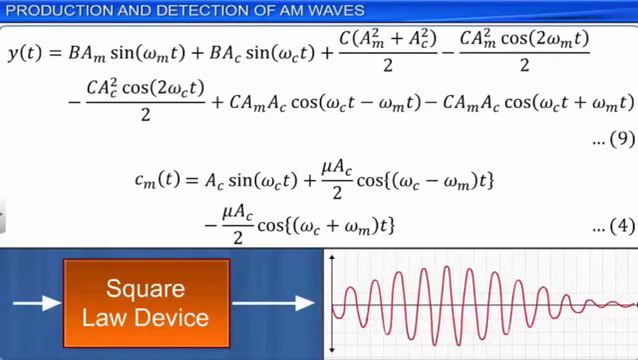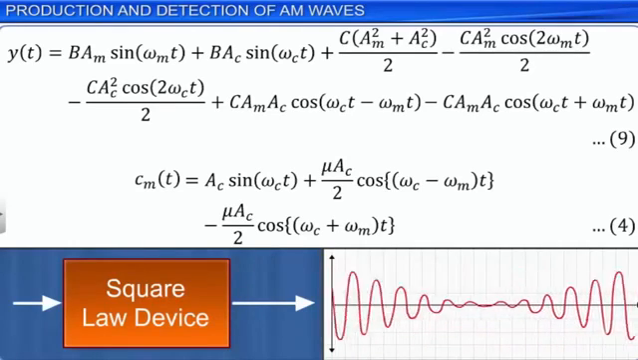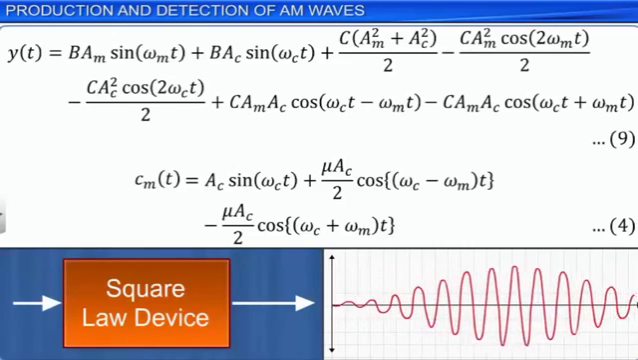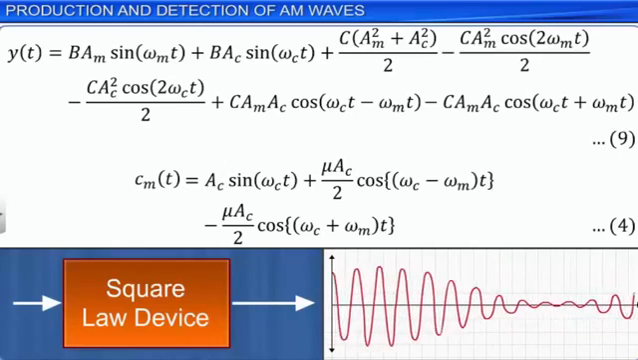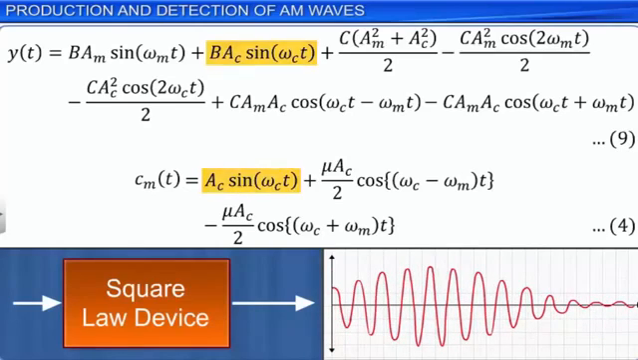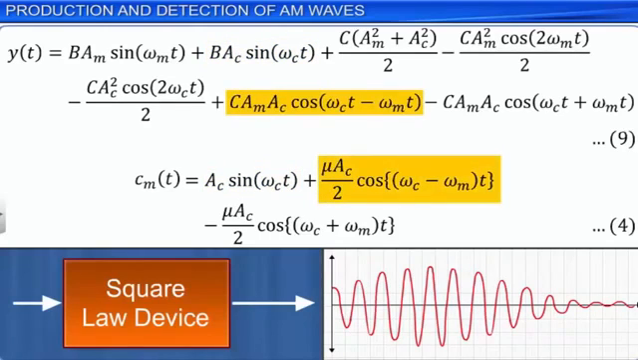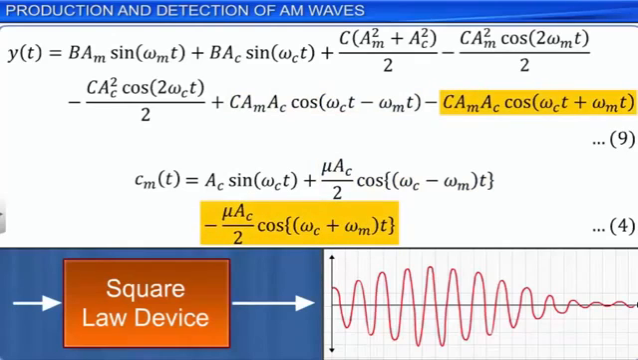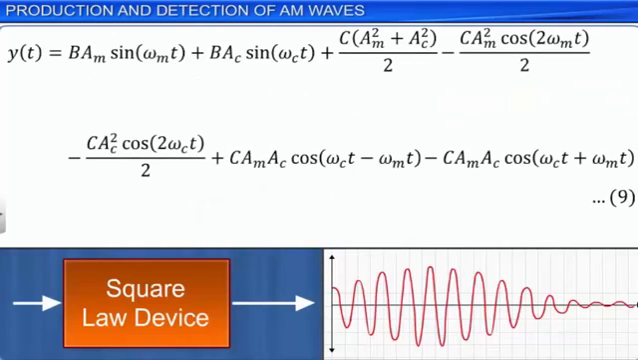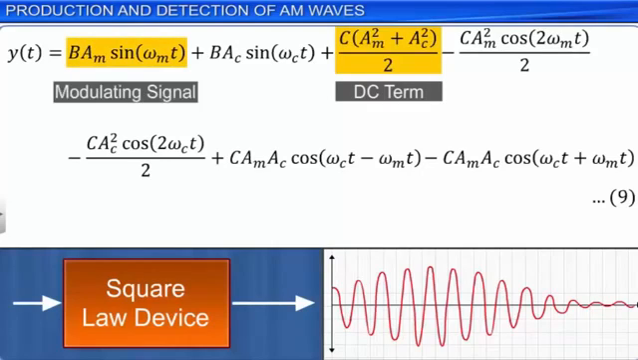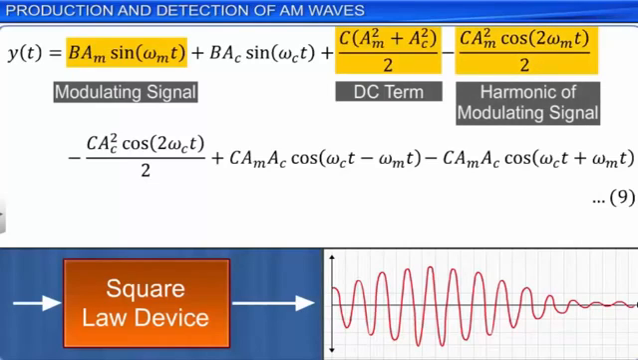Comparing the output of the square law device given by equation 9 with the amplitude modulated signal given by equation 4, we find that equation 9 contains several terms in addition to the terms of the form found in equation 4. The additional terms in equation 9 include a non-sinusoidal term as shown. Terms that do not include a sine wave factor are called DC terms. In addition to a DC term, equation 9 also contains sinusoidal waves corresponding to the modulating signal, and the harmonics of the modulating signal and of the carrier wave.